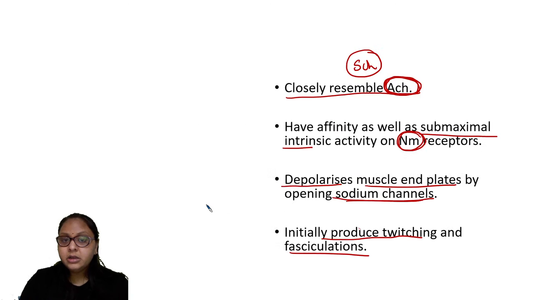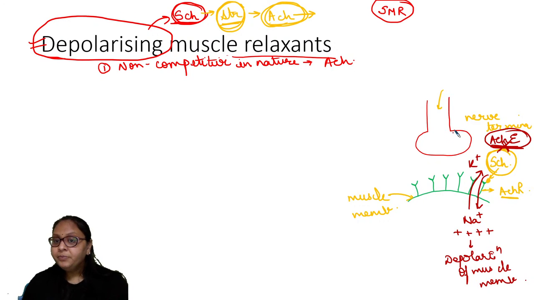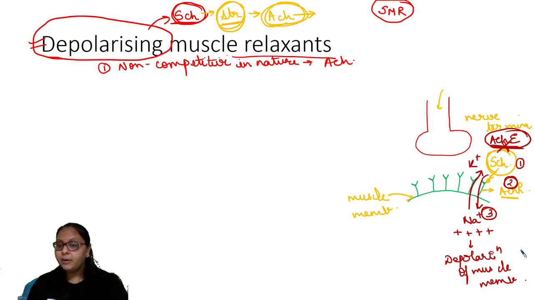The sodium channels enter into the resting and then into the inactivated state, and therefore there is flaccid paralysis. Is it clear? Is it clear the mechanism of action? The succinylcholine's structure is the same as acetylcholine, so it goes and binds to the acetylcholine receptor. This is the first step. It goes and binds to the acetylcholine receptor. This is the second step. Third step is there is influx of the sodium.